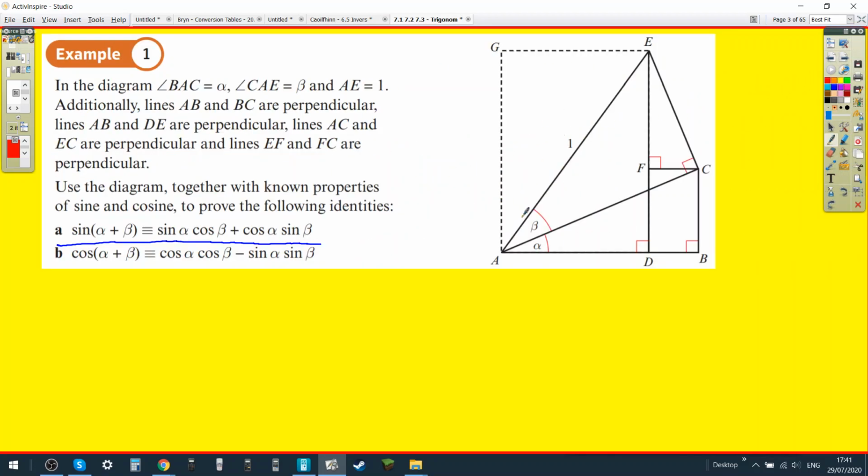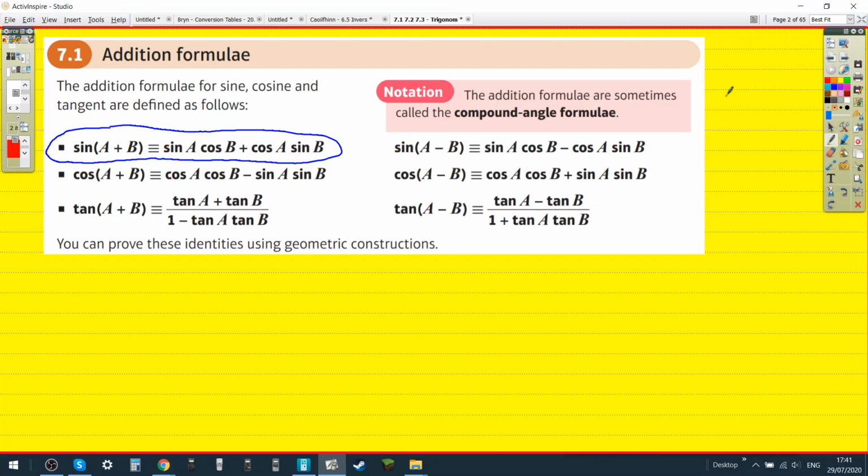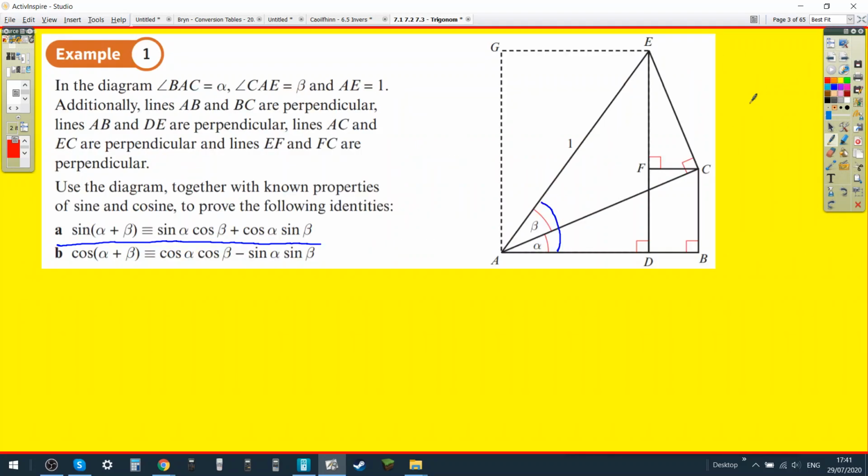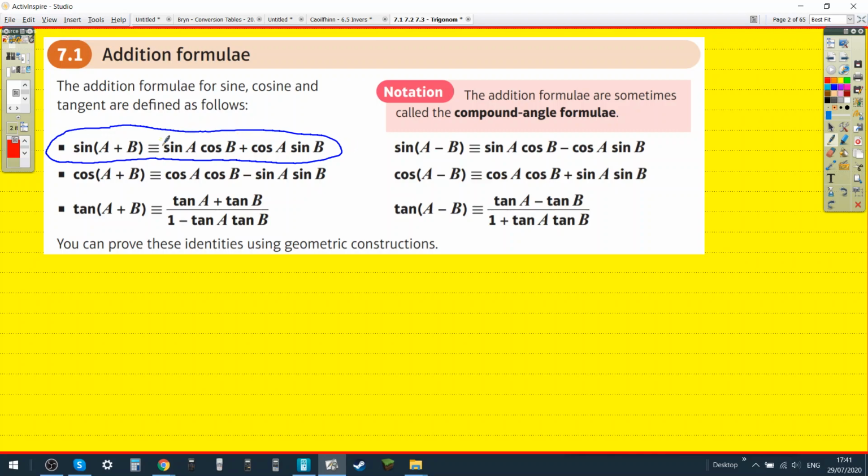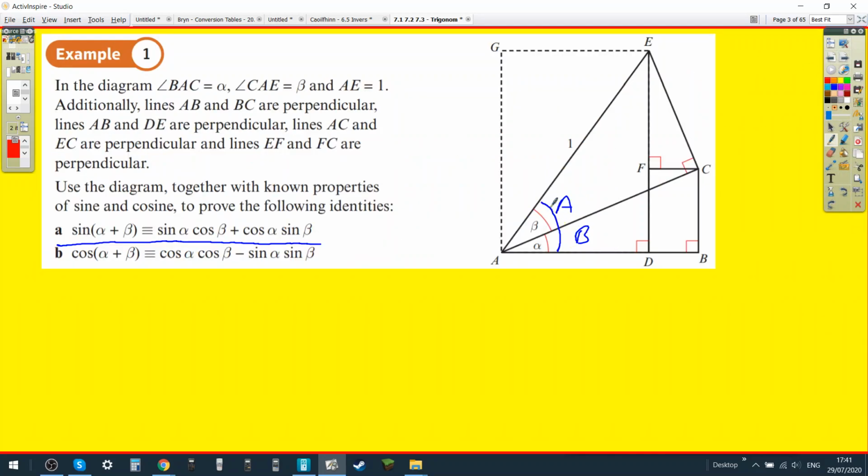bunch of malarkey. A right angled triangle where one of its angles is made up of two parts being added together. It has a hypotenuse of 1. Fascinatingly, do a bunch of malarkey and you figure out that the sine of that angle, a plus b, is the same as sine a times cos b plus cos a times sine b.